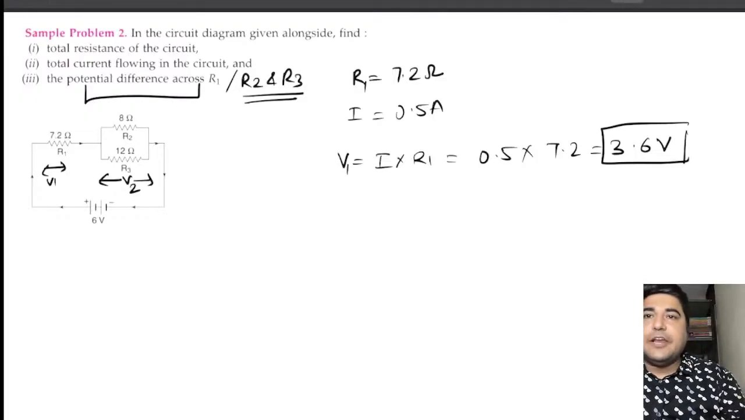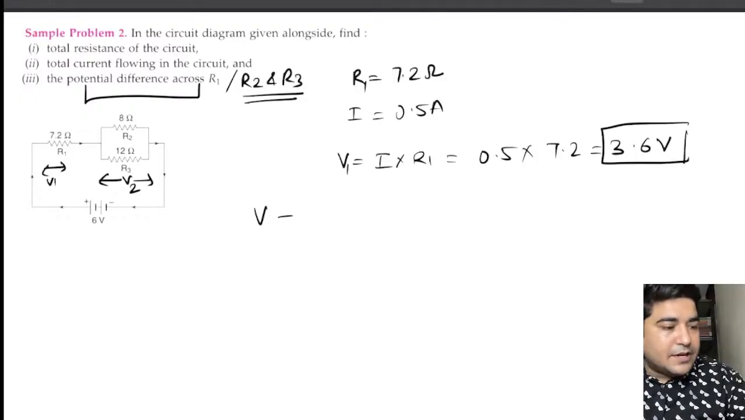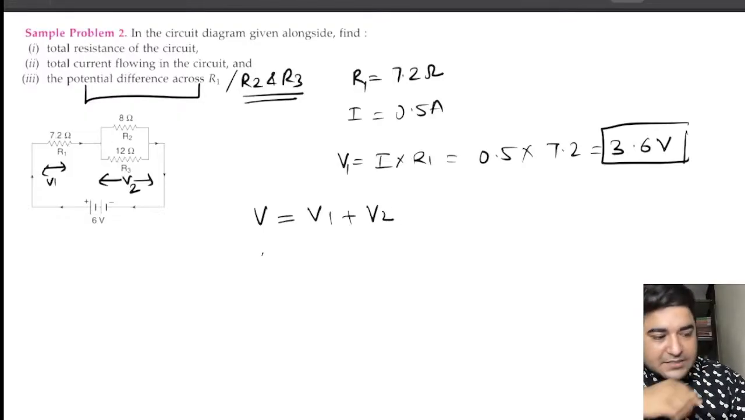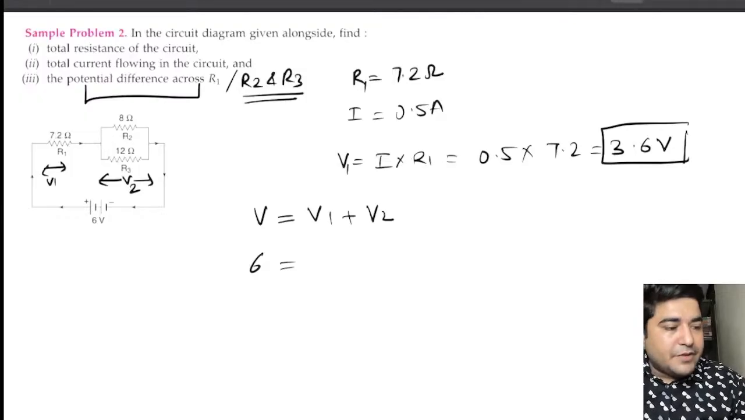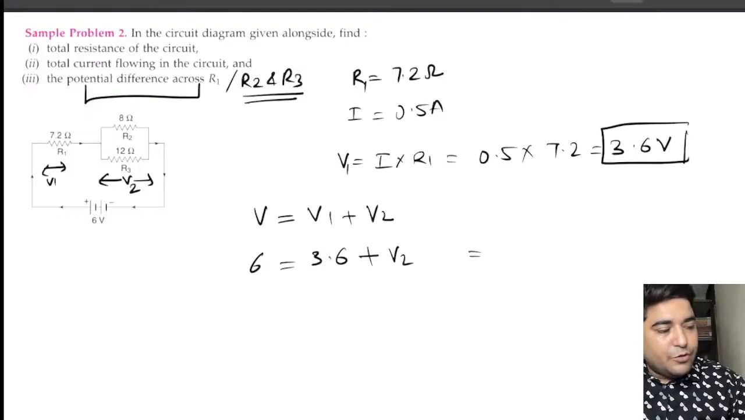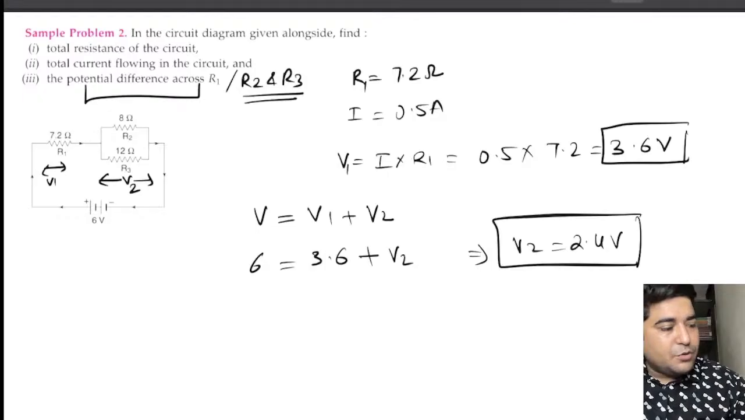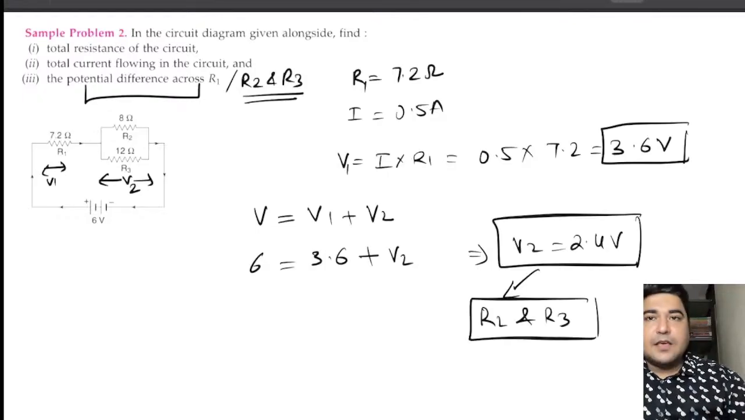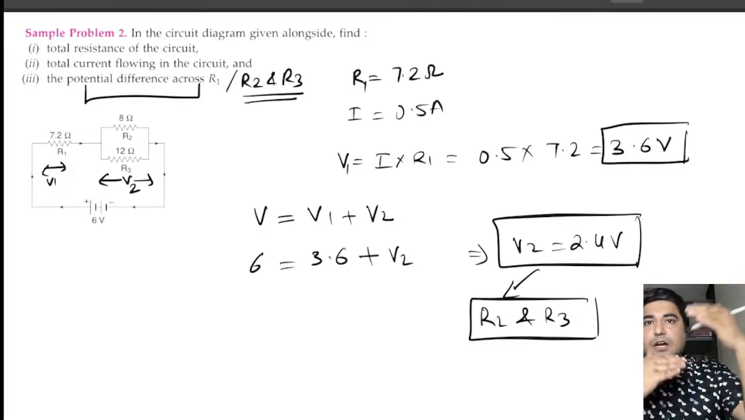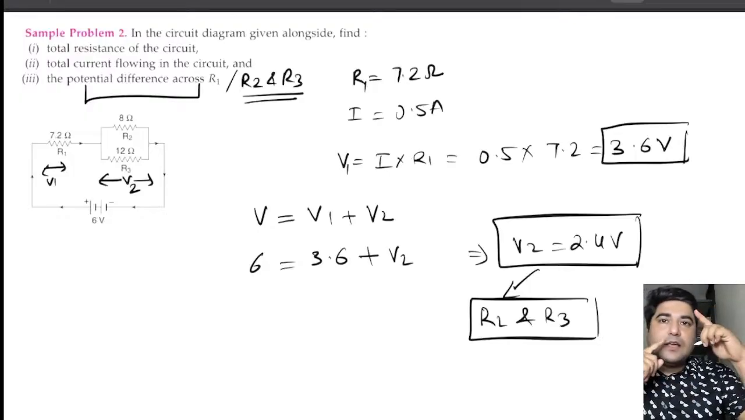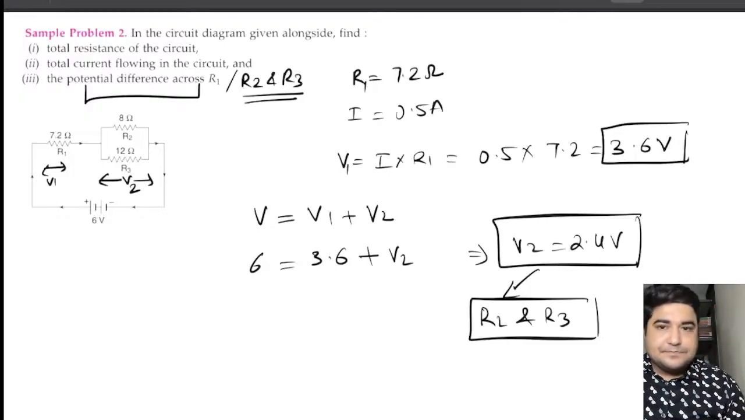let us make this value V2, and we already know that V is equal to V1 plus V2. So the value of V is given to us as 6 volts. The value of V1 we have already calculated as 3.6. So the remaining V2 would be 2.4 volts. So this 2.4 is going to be across the R2 resistor and across the R3 resistor. So whenever it is asked what the value is across two parallel resistors, the value is going to be the same.